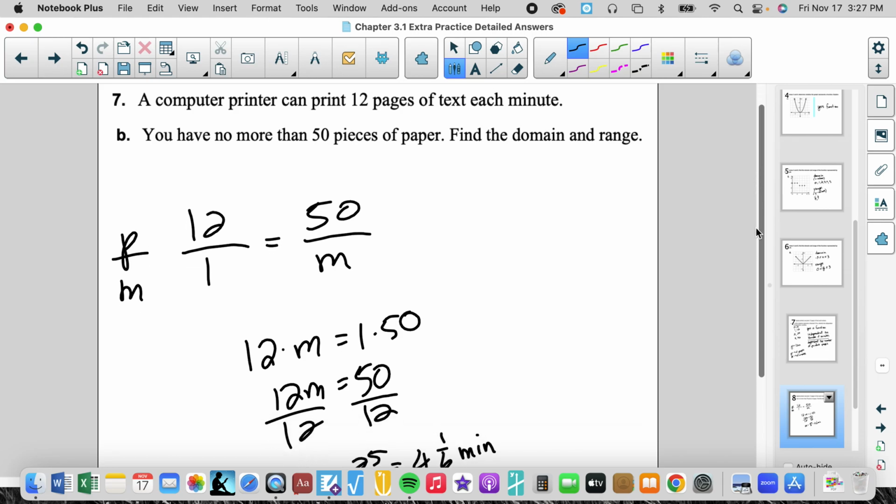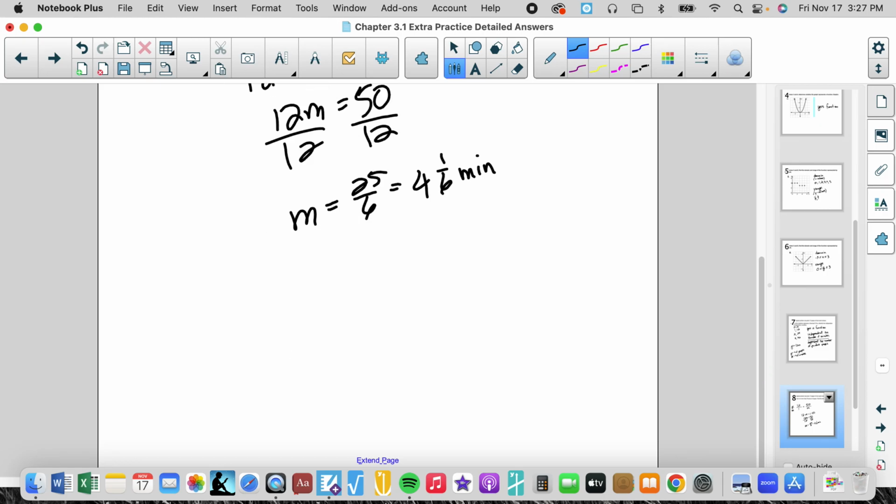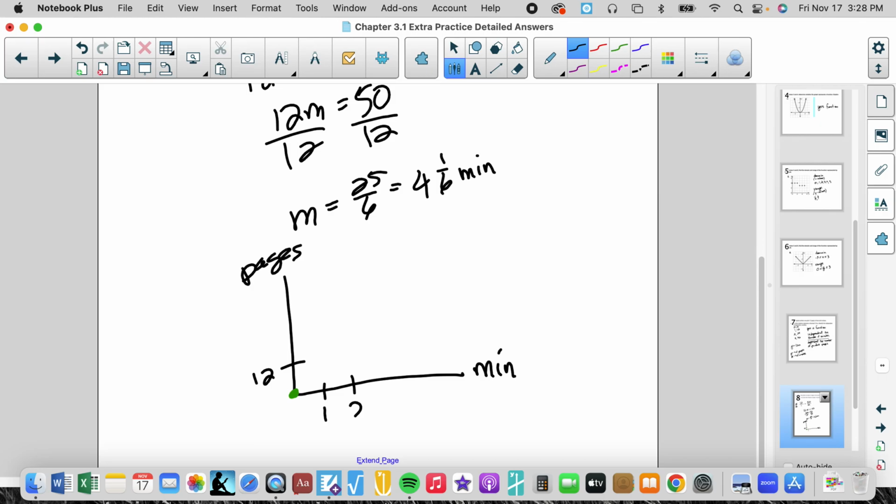You have no more than 50 pages. Find the domain and range. Okay, so I'm gonna do minutes on this axis, and I'm gonna do pages on this axis. And at 0 minutes, I have 0 pages. At 1 minute, I have 12 pages. At 2 minutes, I have 24 pages. 3 minutes, I have 36 pages. 4 minutes, I have 48 pages.